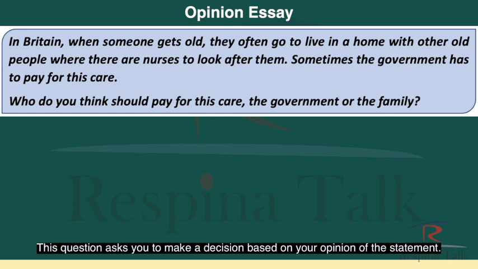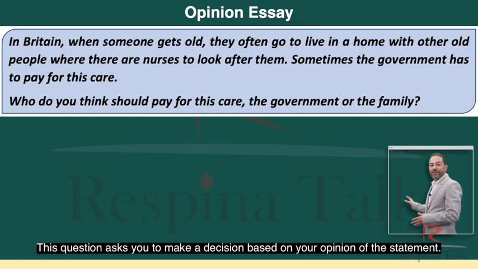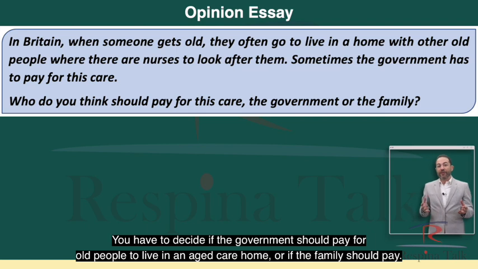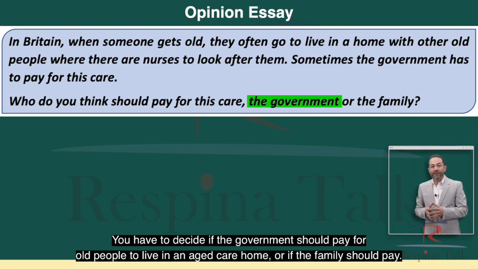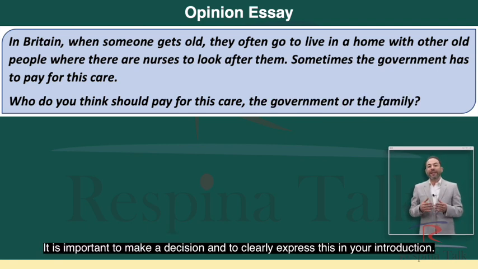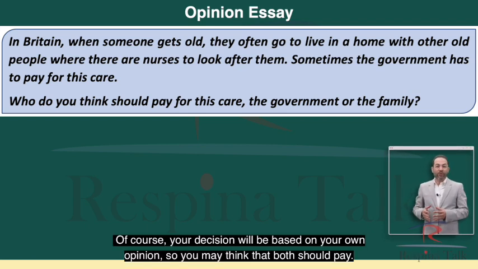Now, this question asks you to make a decision based on your opinion of the statement. You have to decide if the government should pay for old people to live in an aged care home or if the family should pay. It's important to make a decision and to clearly express this in your introduction. Of course, your decision will be based on your own opinion, so you may think that both should pay.